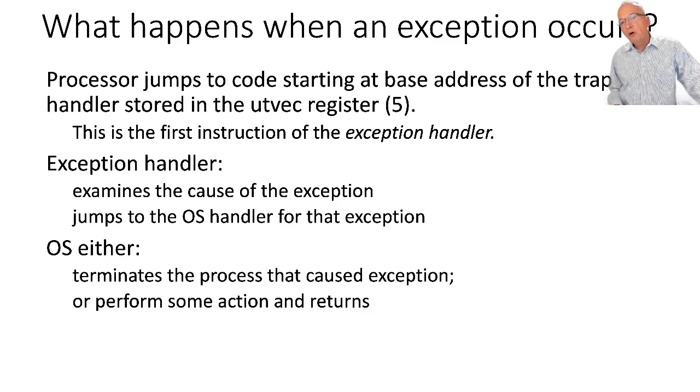Or it may perform some action and return. For example, the program may have asked for a software interrupt to print a value. So the operating system will print the value on behalf of the program and then return to the program. And that's why the exception handler has to know what was the instruction that was executing when the exception occurred.